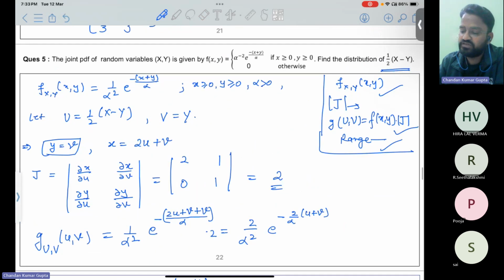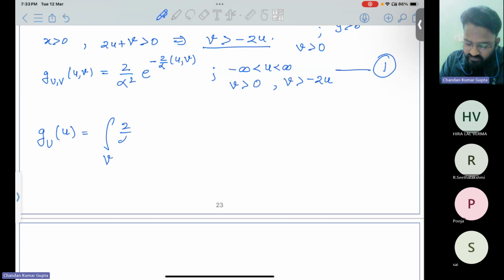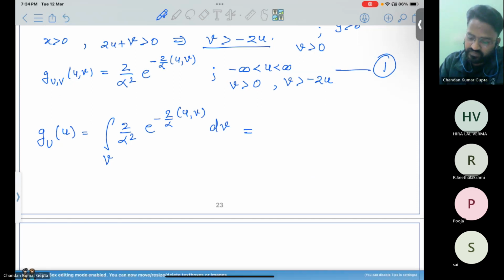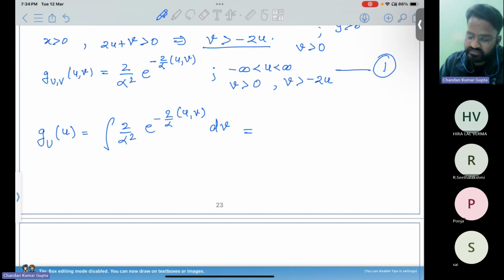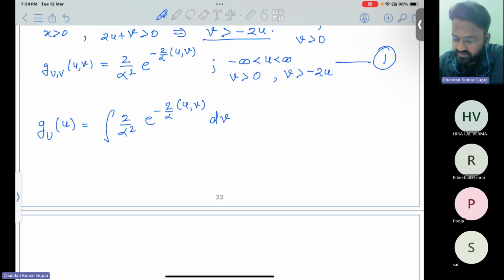Now we need to calculate the distribution of half of x minus y, which is u. That means we need to calculate the integral over v of 2 by alpha square e to the power minus 2 by alpha (u plus v) dv. So the range of v is, now, there is some trick, let me draw.